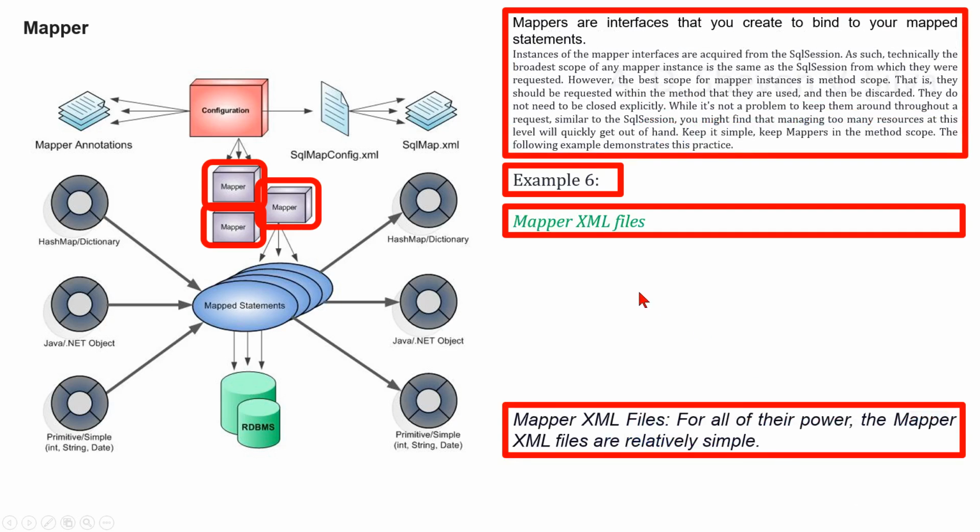Now we are considering mapper XML files. For all of their power, the mapper XML files are relatively simple. The true power of MyBatis is in mapped statements. This is where the magic happens. Certainly, if you were to compare them to the equivalent JDBC code, you would immediately see a savings of 95% of the code. MyBatis was built to focus on SQL, and thus it's best to stay out of your way.